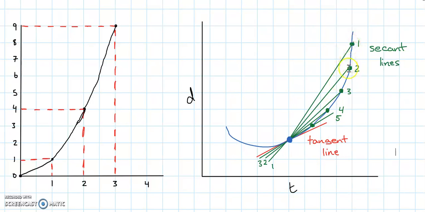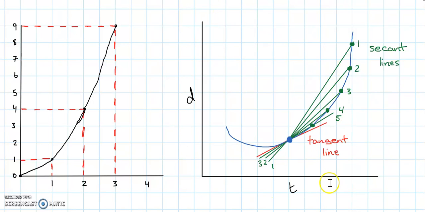If we take any other point on this graph and connect it to the original point, these lines would be called the secant lines. As the points get closer to the original point, we can see that the secant lines get closer to the slope of the tangent line. As the points get closer to the original point, we can see that we are getting closer to the limit.